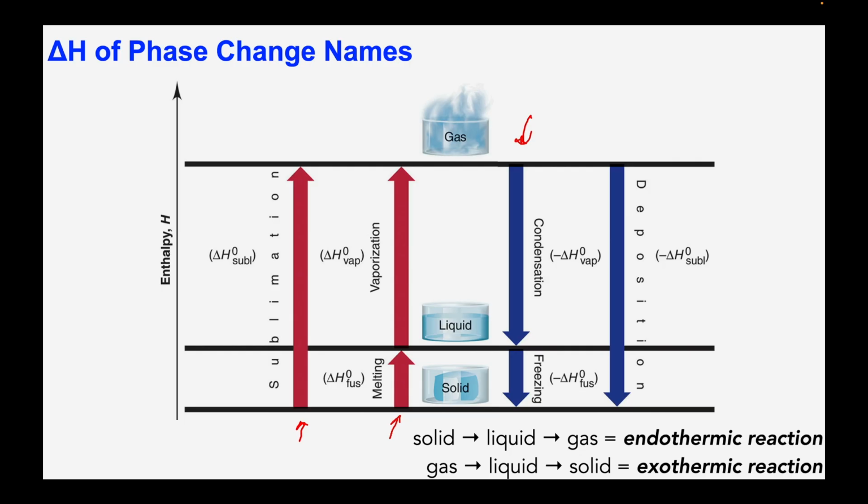So this is important. Solids to liquids, liquids to gas, always endothermic, always going to be positive Qs. Gases to liquid, liquid to solid, always exothermic. Those will always be negative Qs.